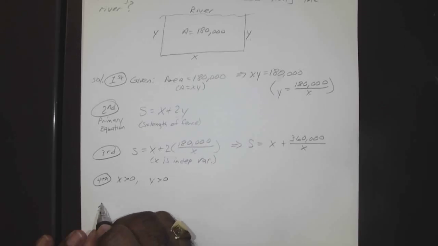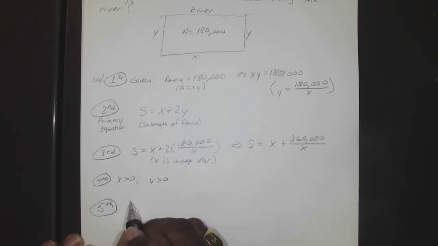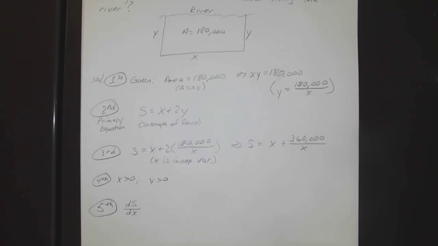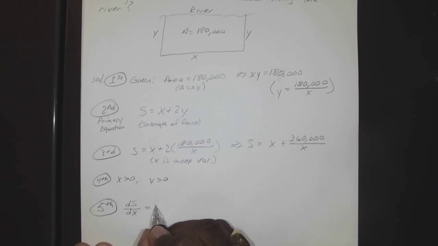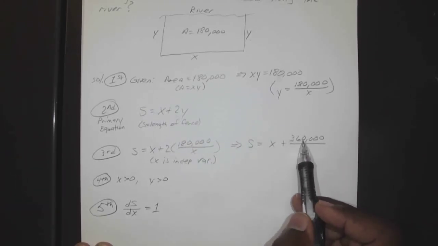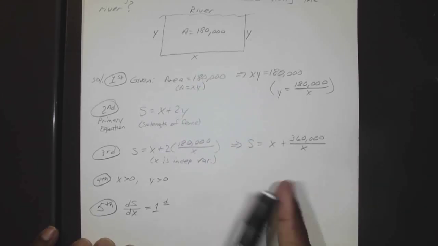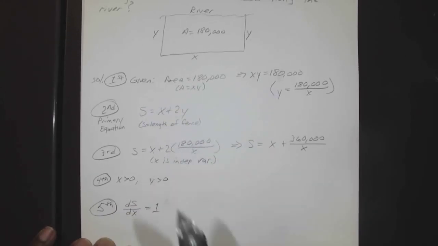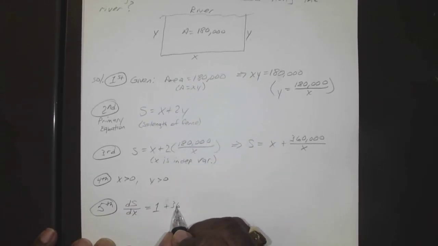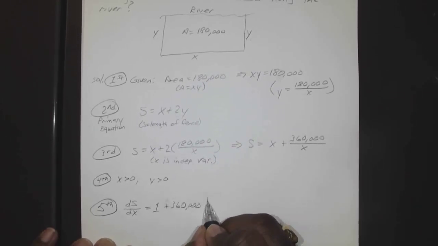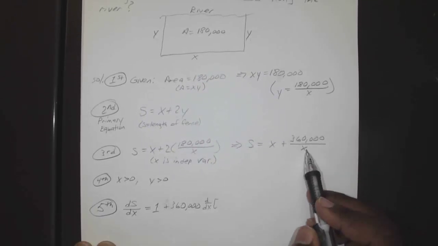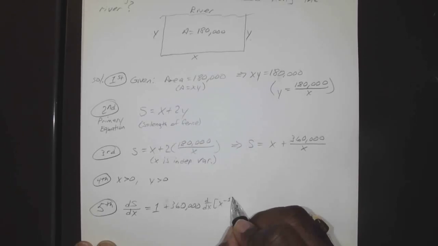All right, so that means your fifth step, the rate of change of s with respect to x. Turn that this way. There we go. Okay, so that just becomes 1. And this, if you bring the 360,000 forward, plus 360,000 times the derivative. Instead of x, we can make that x to the negative 1.